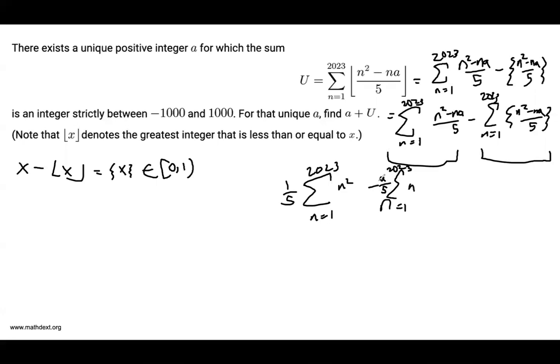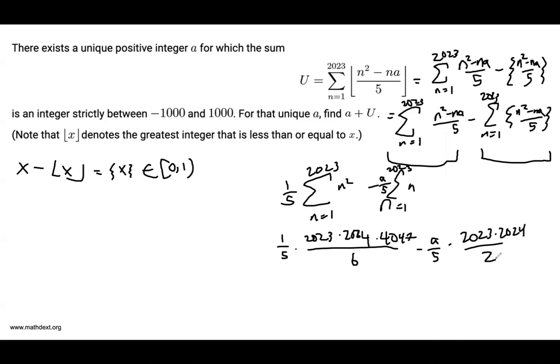Now you see this sum from n equals 1 to 2023 of n squared. We have a formula for that: 1/5 times the quantity 2023 times (2023 plus 1) times (2 times 2023 plus 1), that's 4,047, over 6. If you don't know the sum of the first n squares formula, you can see it down here. And the sum of the first n integers is n times (n plus 1) over 2. So in this case, 2023 times 2024 over 2.